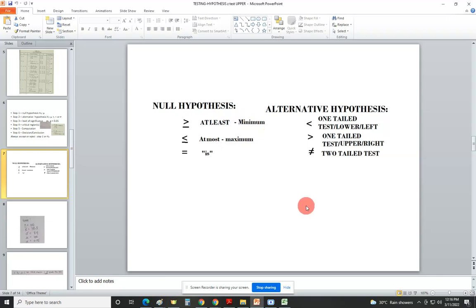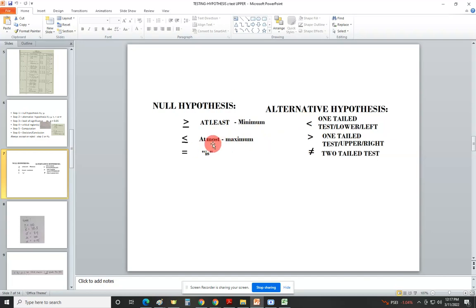Now, for example, the problem says at least. At least the product contains, let's say, 500 ml, for example, of alcohol. At least 500 ml of alcohol. So, you will put that under the null hypothesis. Automatically, the alternative hypothesis, you will put the opposite. Okay, can you look at the screen? It should be less than.